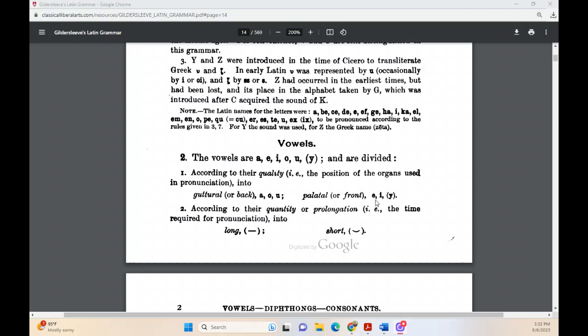And if you repeat that and pay attention to where you feel the sound being produced, you'll see it's not produced in the same place as these other vowels. It's produced further forward in the front of your mouth. It's a palatal vowel. The second is E, E, E. Again, if you pronounce it, you'll feel it forward in the front of your mouth.